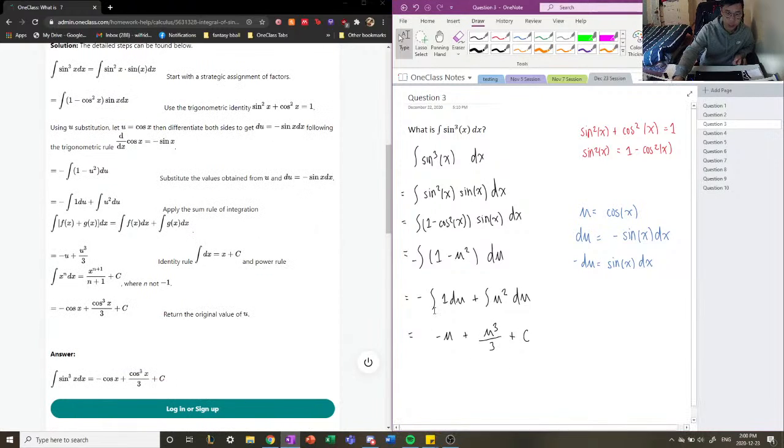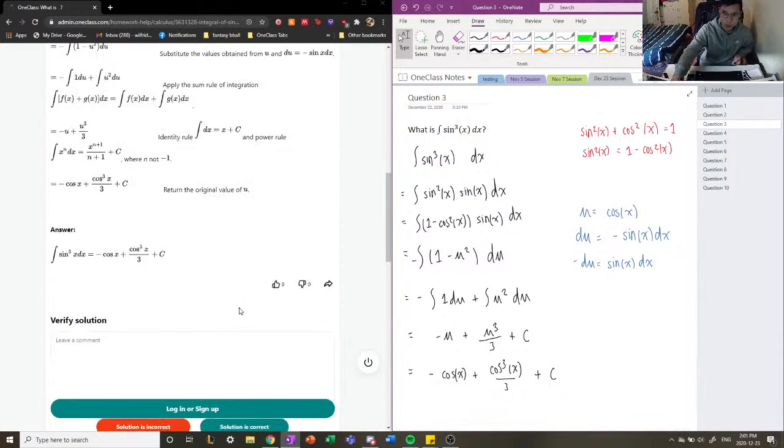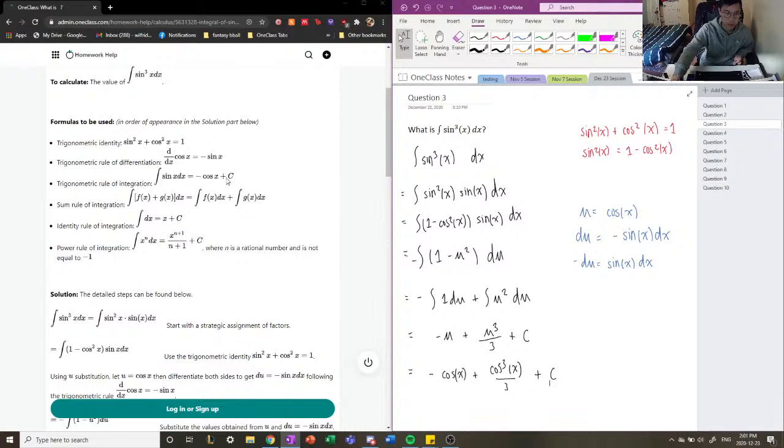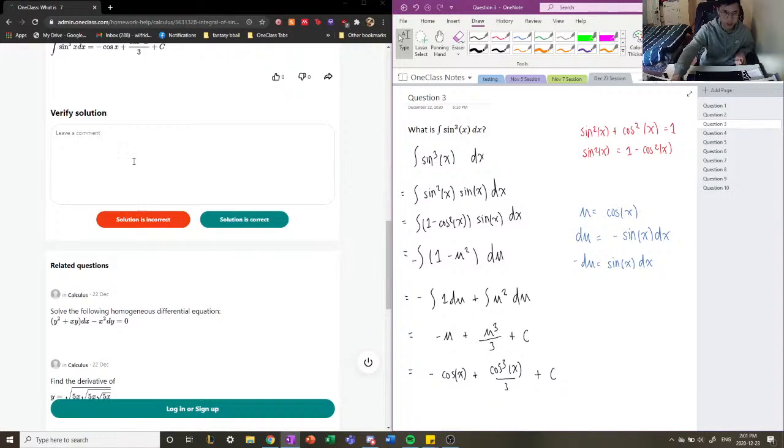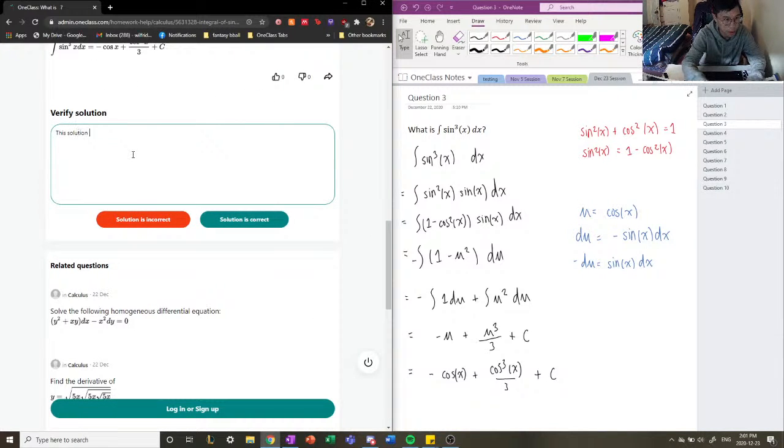And this is the indefinite integral, negative u plus u cubed divided by 3 plus c in terms of u, right? So now that we have solved the integral, all we really need to do is sub back in our original function, which is cos x. So if we sub back u in, we get negative cos x plus cos cubed x divided by 3 plus c, which is the integral of sine cubed of x dx. Okay, so this is the solution to it, and we used u substitution and all these trigonometric rules and integration rules to find our solution. So this solution is correct.